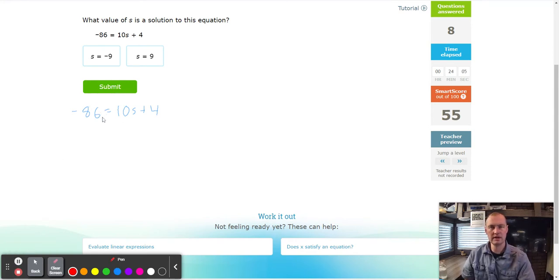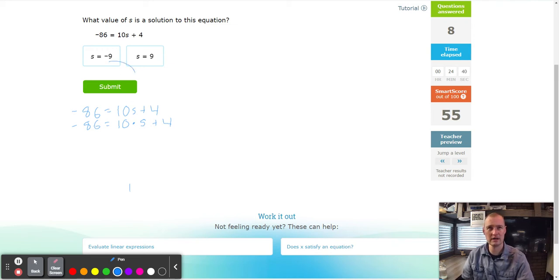All right, so first step is we need to figure out, well, what do we do with S? It looks like 105, but that is 10s. But remember, when you have a constant and a variable next to each other, that automatically means multiply. So my second step, what I want to do is just rewrite it so it's 10 multiply S. So I got negative 86 equals 10 multiply S plus 4. Now they're looking a little bit longer, but still the same thing.